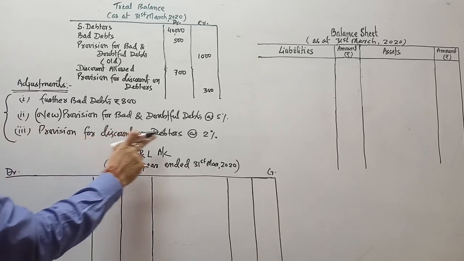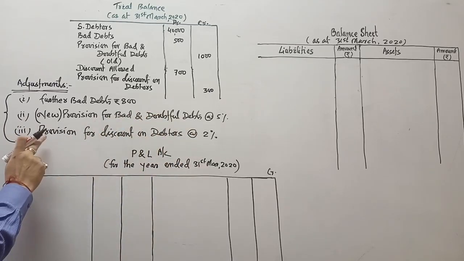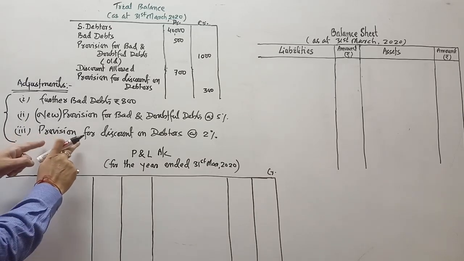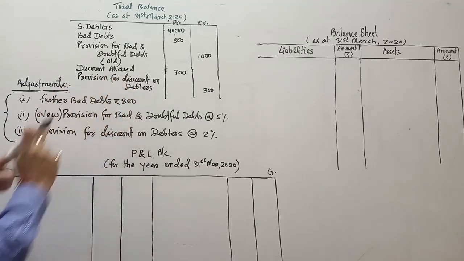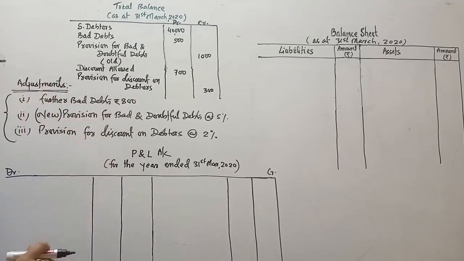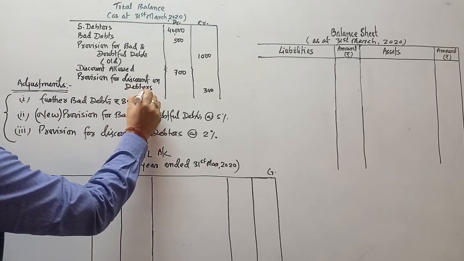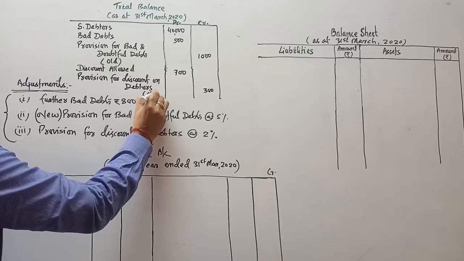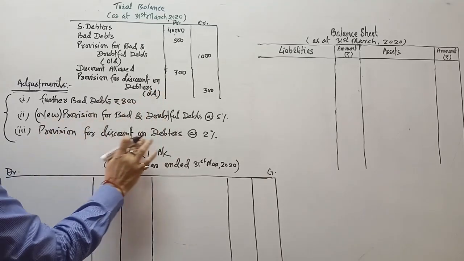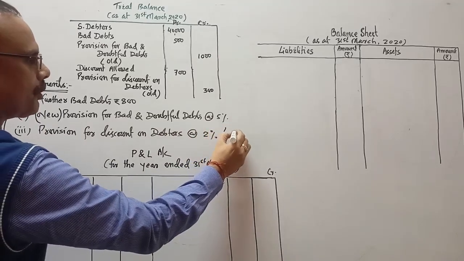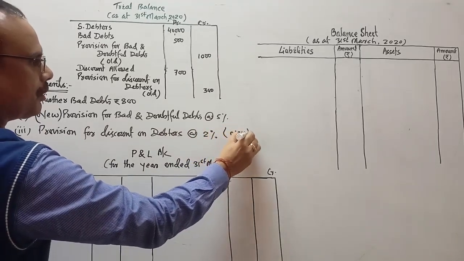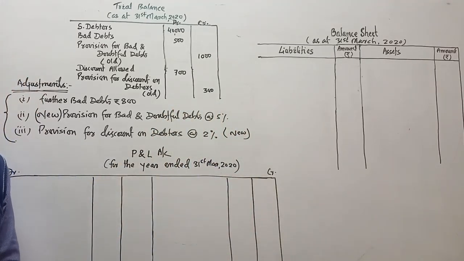Provision for discount on debtors at the rate of 2%. This is also a new provision, because one provision is given here. The provision for discount on debtors which is given inside the trial balance is the old provision, and the provision for discount on debtors which is given in the adjustment is a new provision for discount on debtors. Now how will we do the treatment while preparing the financial statement?